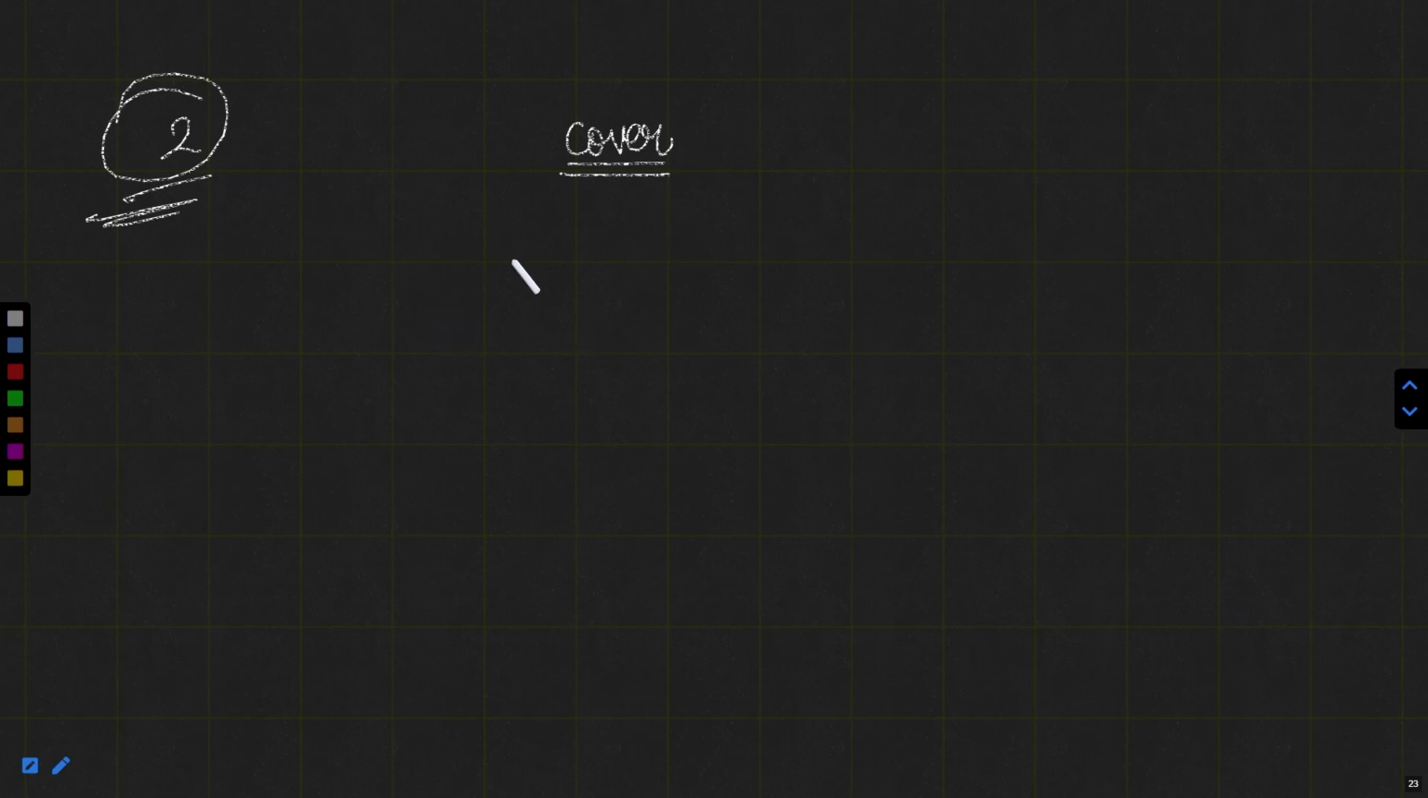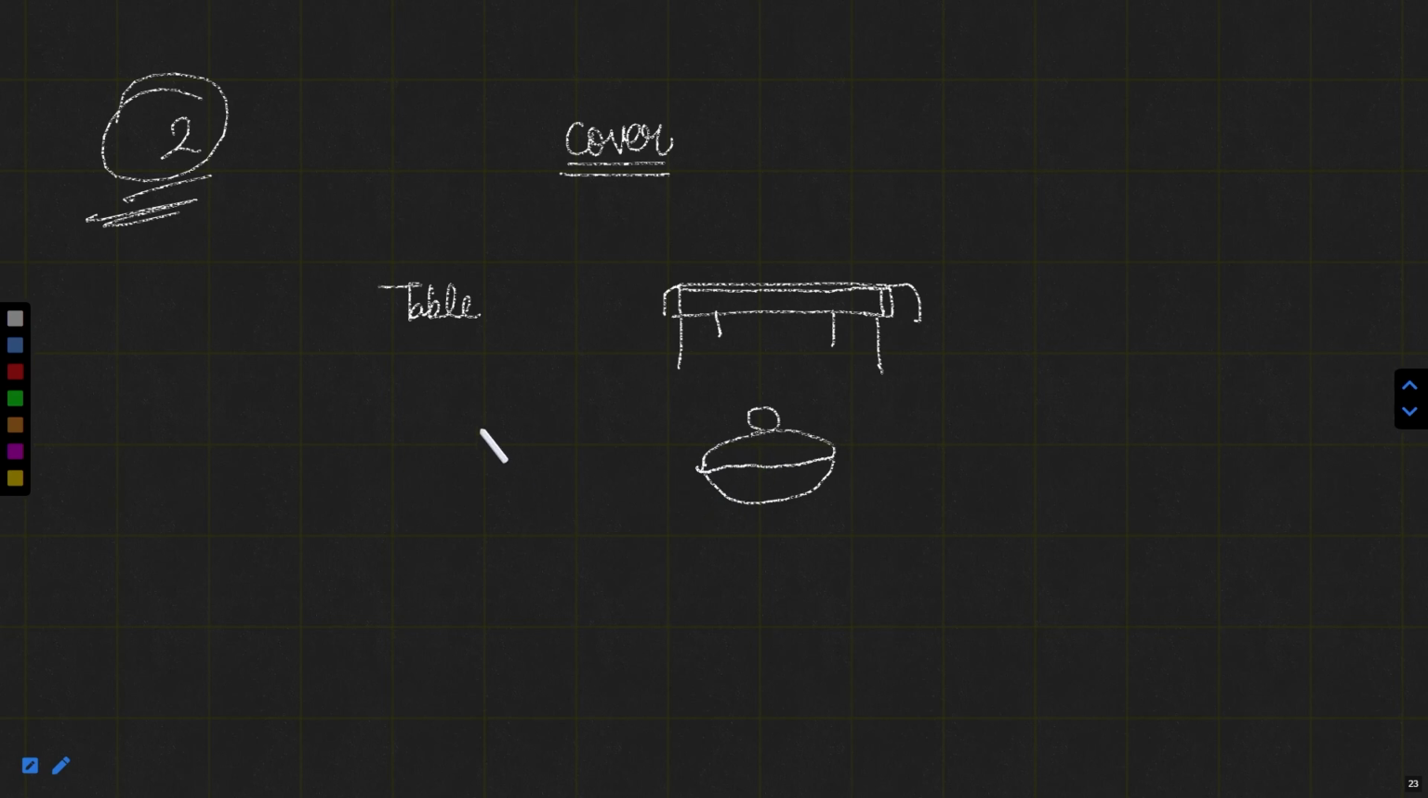Now, you must have seen, suppose there is a table and we are covering it. We are just placing a cloth over it. This is a table and we are covering it with a cloth. So this is the table and we are placing a cloth over it. To spread this cloth, we will use over. Suppose we have a vessel, a cauldron, and after cooking the dish, we place a lid over it. So we can use over for the lid.